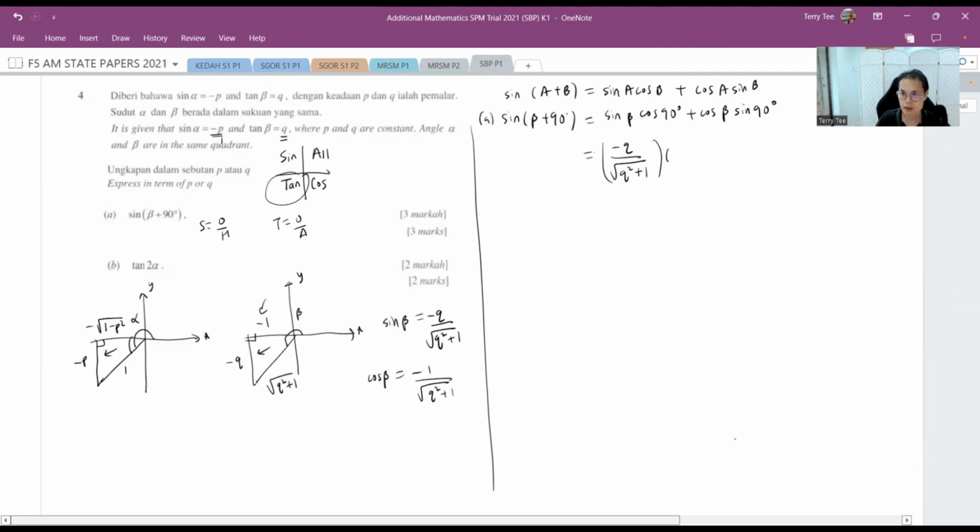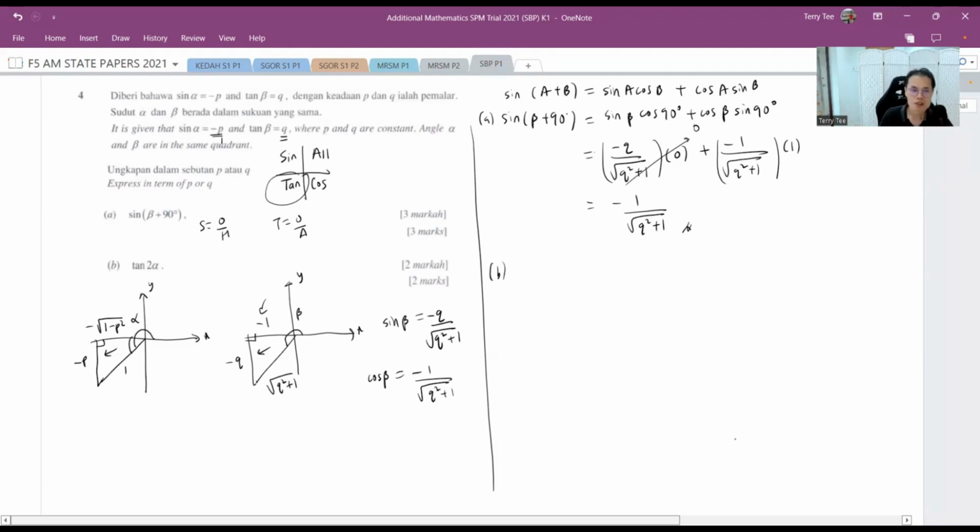Cos 90 is 0. Cos beta is negative 1 over square root q squared plus 1. And sine 90 is 1. So in this case, you can cancel this out because any number times 0 is still going to give us 0. I'm left with negative 1 over square root q squared plus 1.